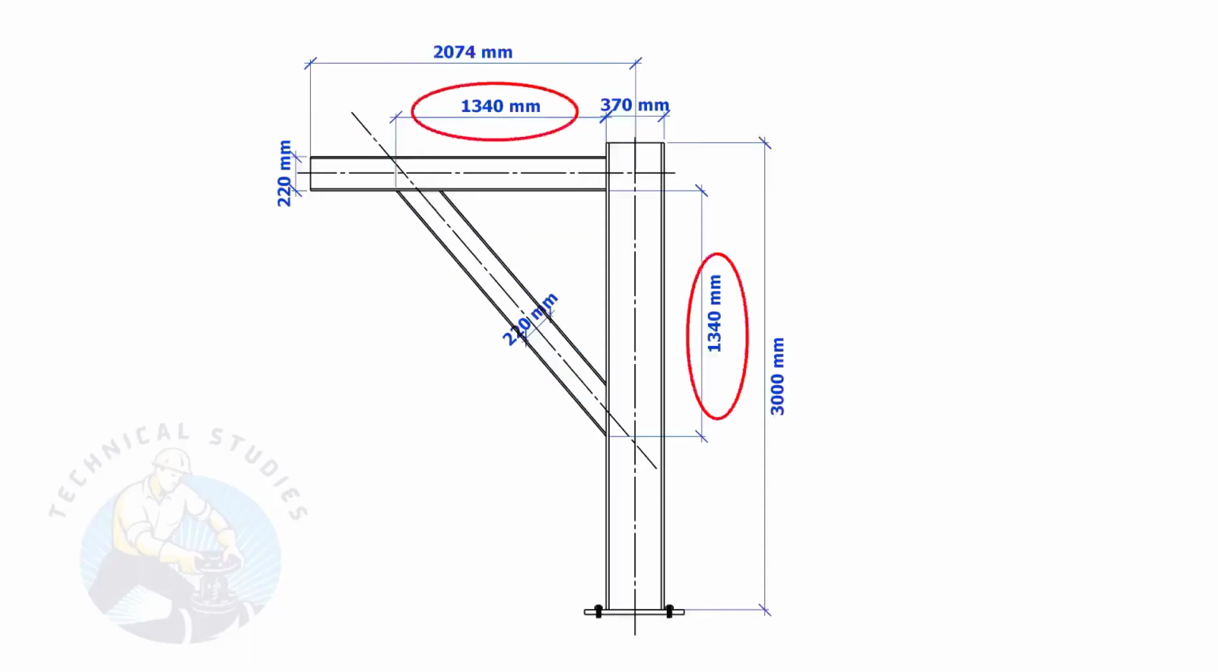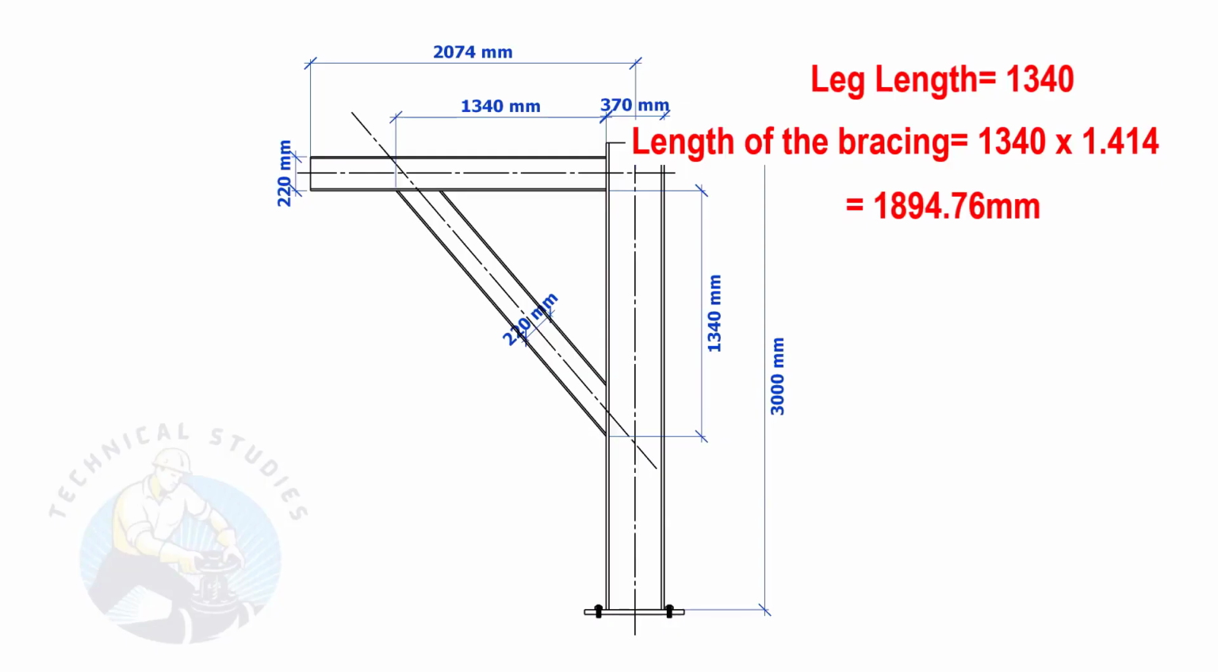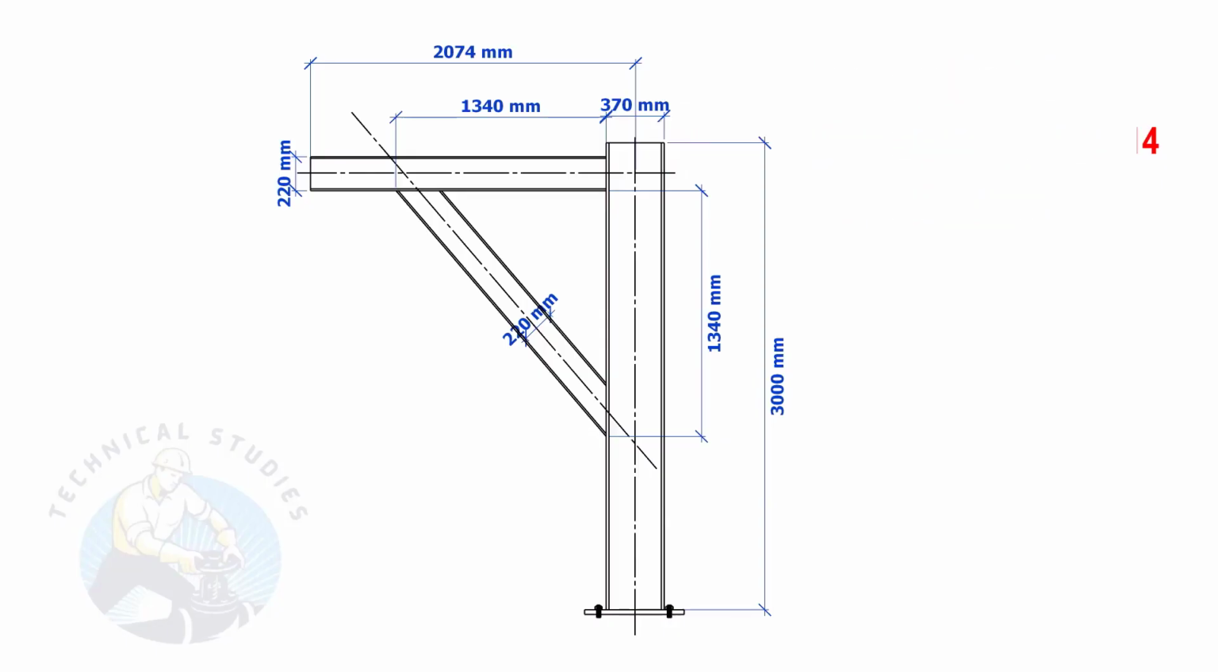Most of us know how to calculate the length and cutback if the leg lengths are equal. If you don't know, I will show you a simple calculation. Multiply one leg length by 1.414. Remember, this method is applicable only if the leg lengths are equal. If both leg lengths are equal, the included angles will also be equal, at 45 degrees.